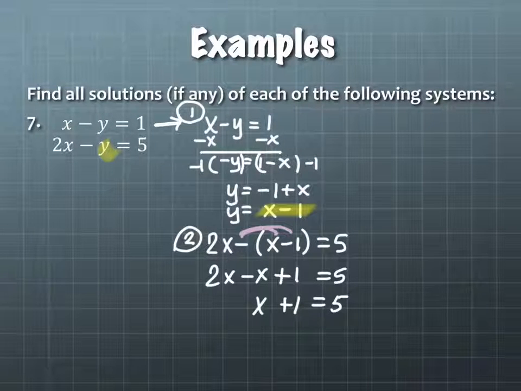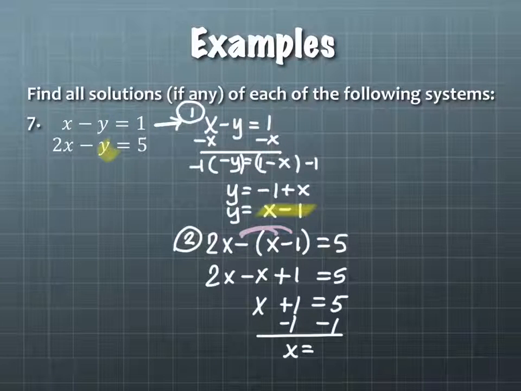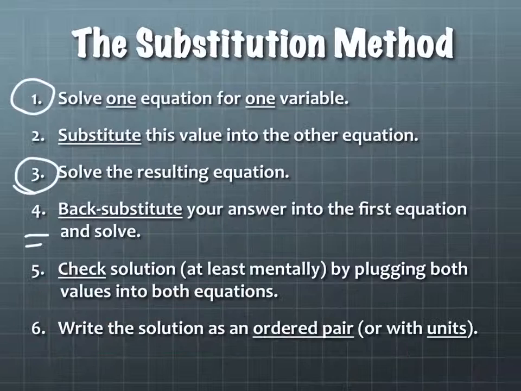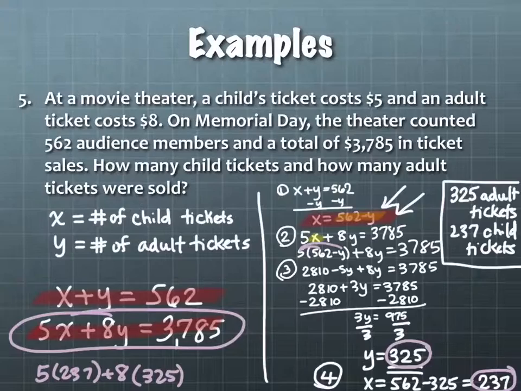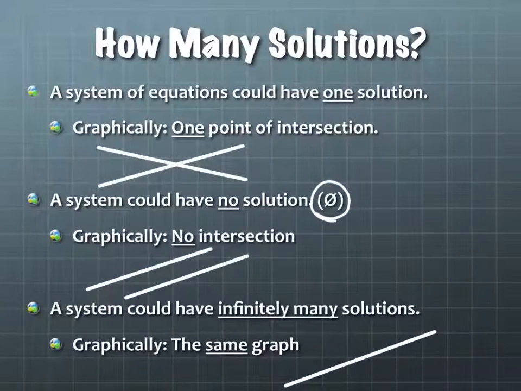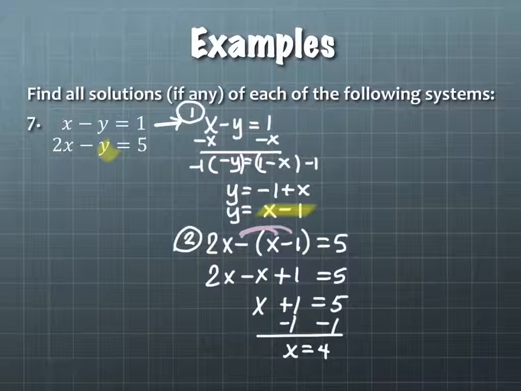And my last step would be to subtract the 1, so what is x? 4. X is 4. Okay, so that's the end of step, I don't know, step 2 and 3. Substitute and solve. So step 4 is to back substitute.